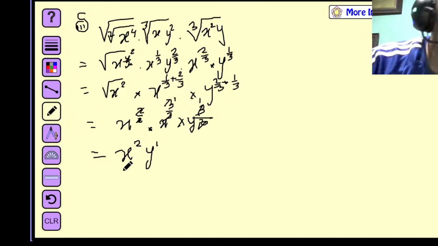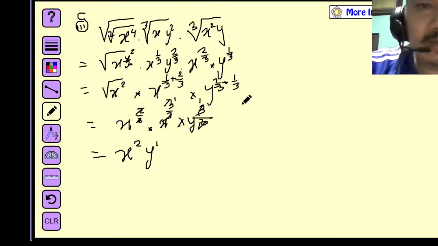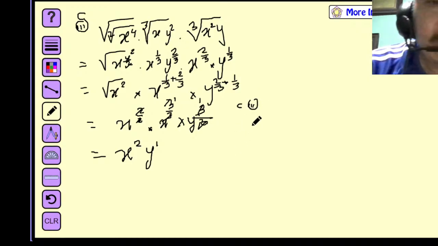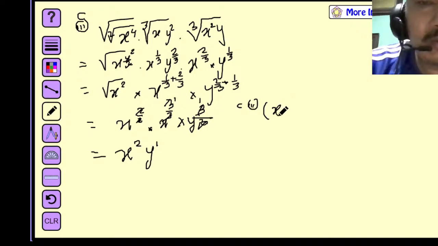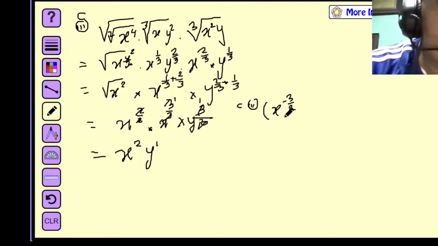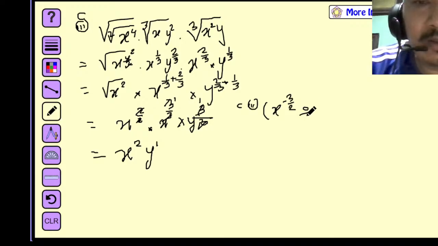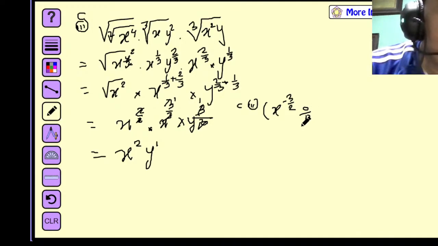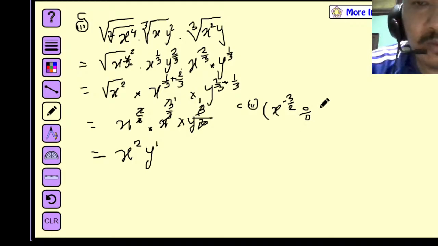Now look here, I want to solve a different question, that is C number 3. Look children, how to solve this. It is given here x to the power minus 3 by 2, divided by y to the power minus 3 by 2, and its whole power is 6.